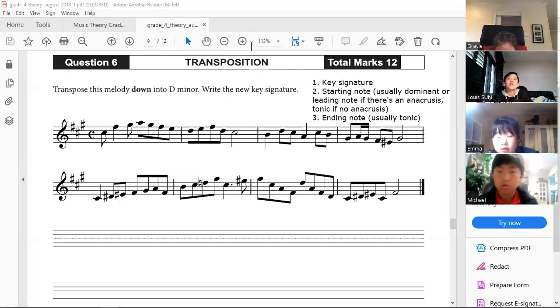Okay, let's do this. F sharp minor in relation to D minor is a minor third. Sorry, a major third. So you have to take every single note in this melody down a major third.